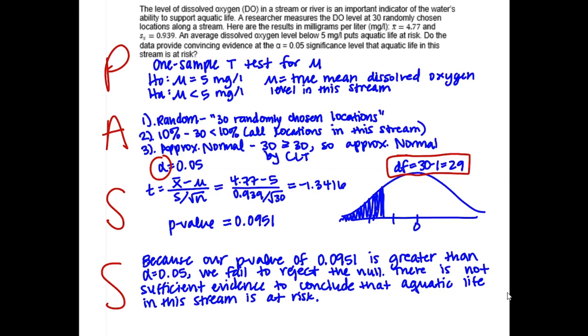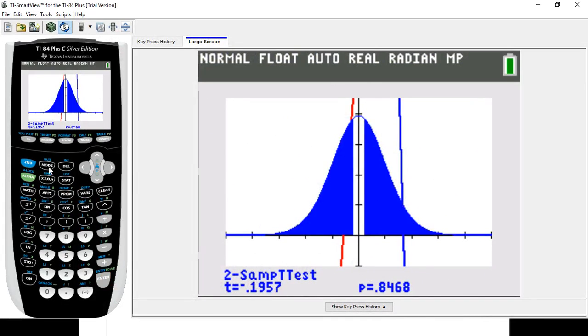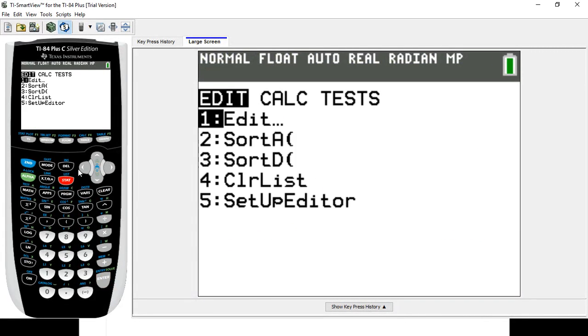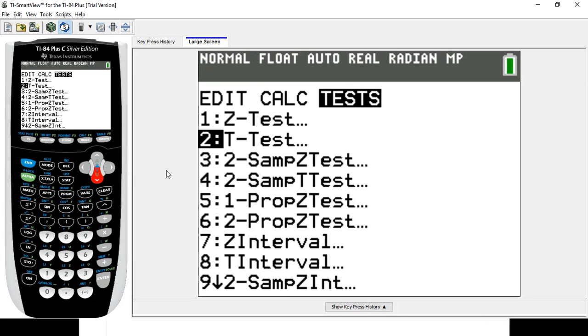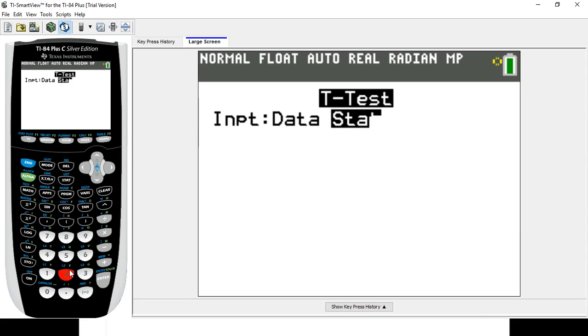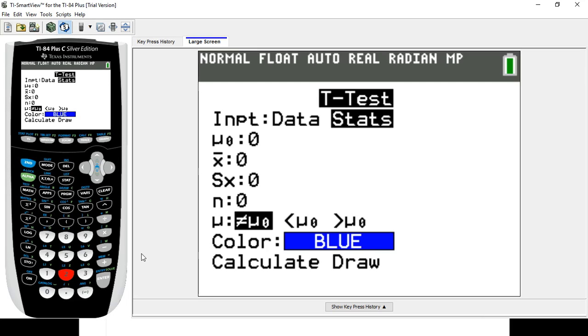If you want me to show you really quickly, I'll show you in the calculator how to do it again. So let's go to stat tests. This one's just called a t-test. You won't see anything called one sample t-test. For the one sample ones, they just leave off that word, one sample. So it's a t-test, number 2. And in this case, we don't have data. Data is a list. Instead, we have stats.